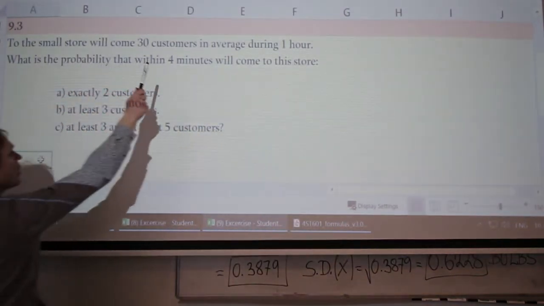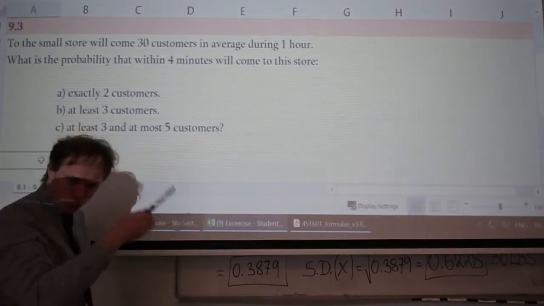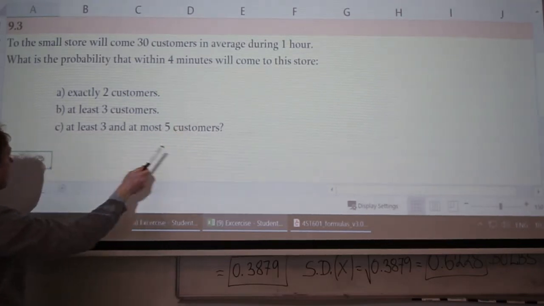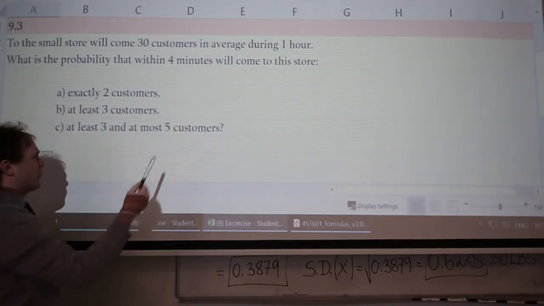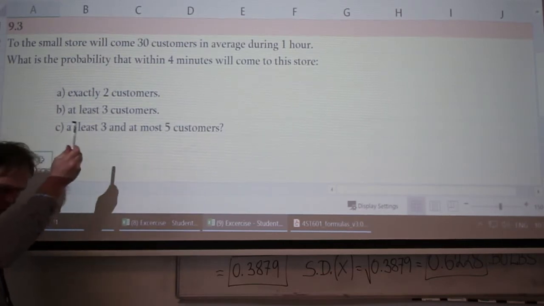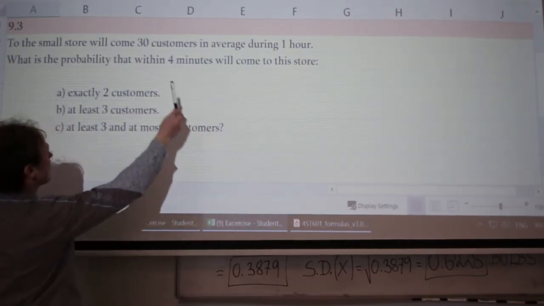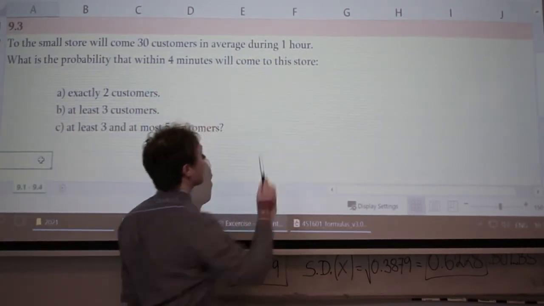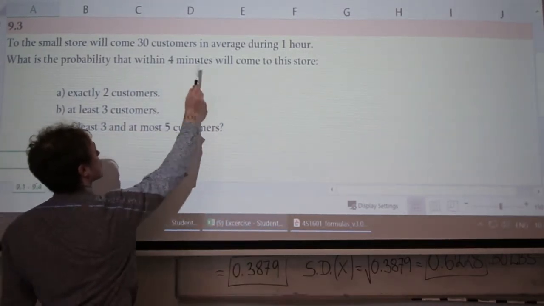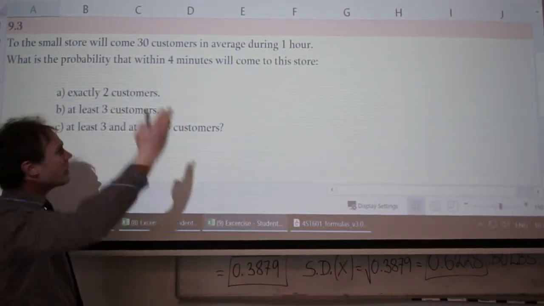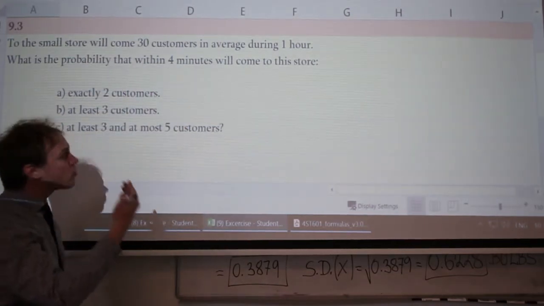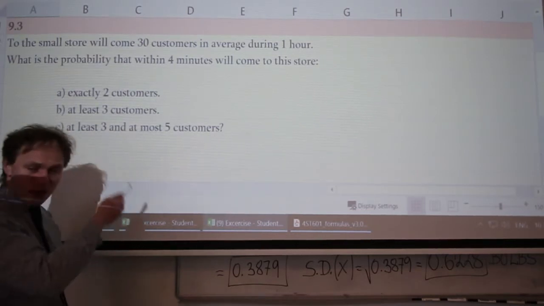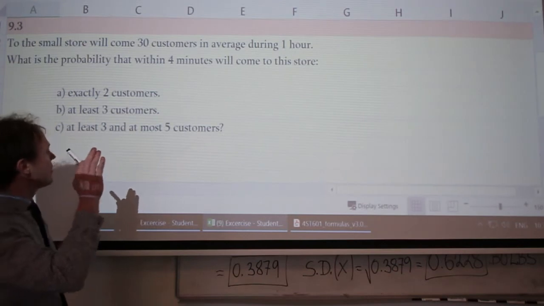And we would like to calculate the probability. What is the probability that within 4 minutes will come to your store exactly 2 customers, at least 3 customers, at least 3 and at most 5? So it's very important to note that the question is not designed on this calculated 1 hour, but on 4 minutes only. So it will be necessary to recalculate some values, some statistics, in this example. And after, we will use another important probability distribution.